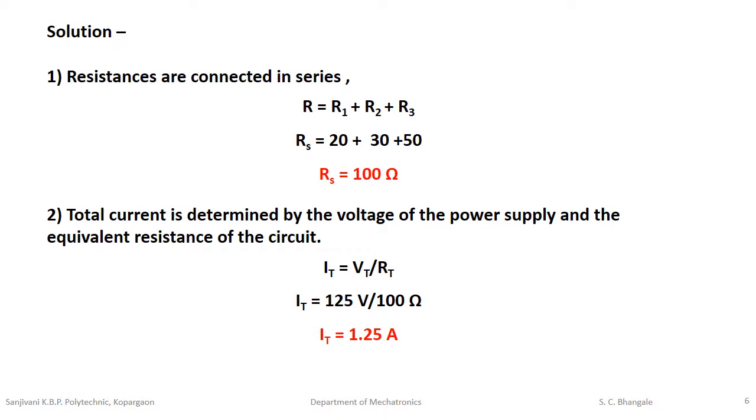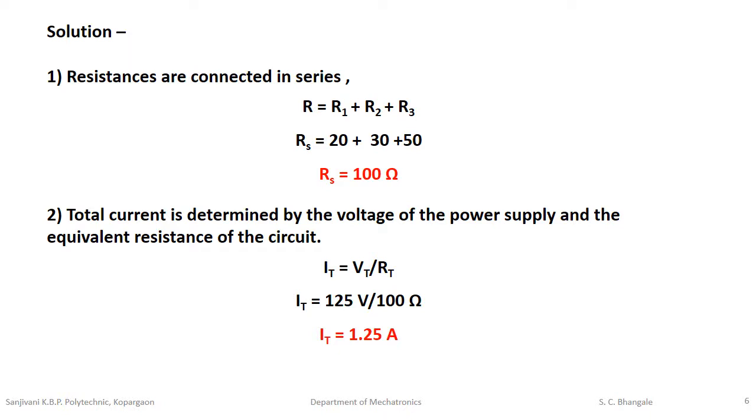Now the second parameter, we have to calculate the total current flowing through the circuit when the voltage is 125 volt. The total current is determined by the voltage of the power supply and the equivalent resistance of the circuit, and according to Ohm's law we can write the equation IT equals VT by RT. We have to calculate total current, so we have indicated it as IT. VT is the total voltage or applied voltage, and RT is the total circuit resistance, which is the equivalent series resistance.